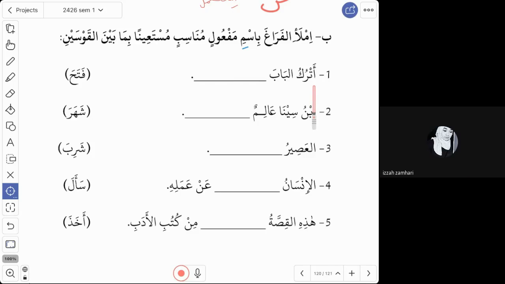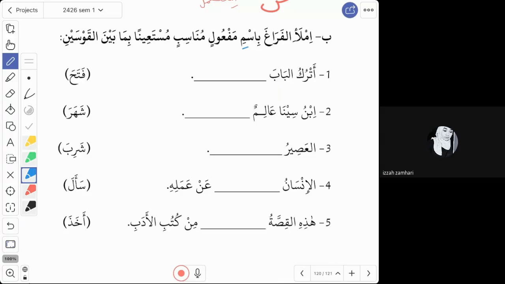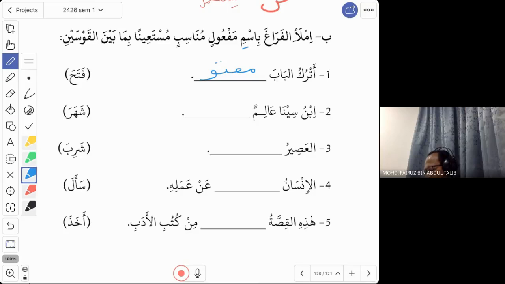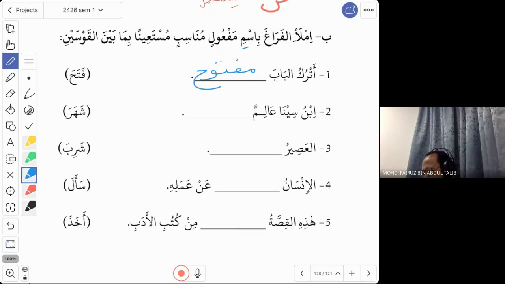Okay, the first one, right? Read the sentence first. Atruku albab. Okay, atrukul bab. So what is the isim maf'ul from fataha? Muftuha. Correct. First, read the word correctly using the wazan. Because you read muftuh, there is no wazan muf'ul. The wazan is maf'ul. So maftuh. Yes. So this is the word that we want to write. Maftuh. Okay. Thank you, Iza.